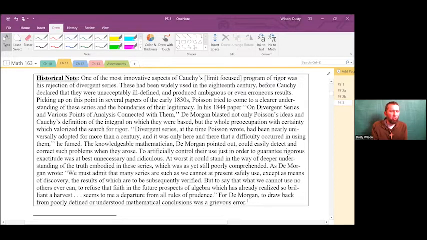To artificially control their use just in order to guarantee rigorous exactitude was at best unnecessary and ridiculous. At worst, it could stand in the way of deeper understanding of the truth embodied in these theories, which was as yet still poorly comprehended.